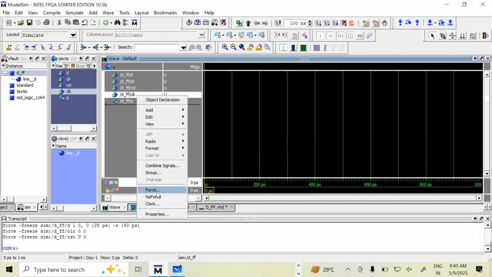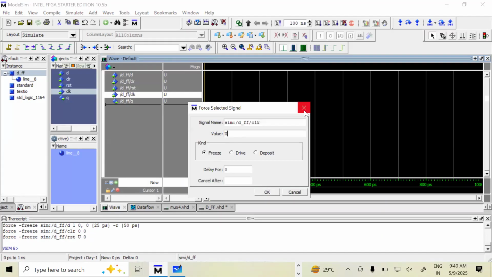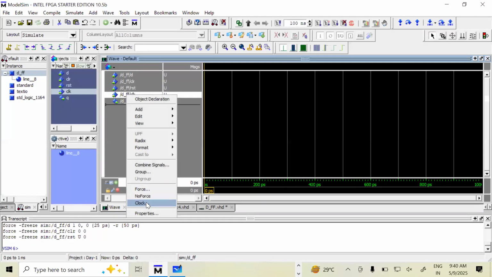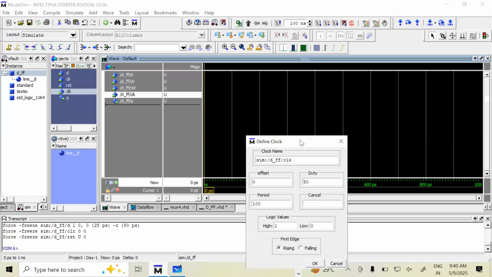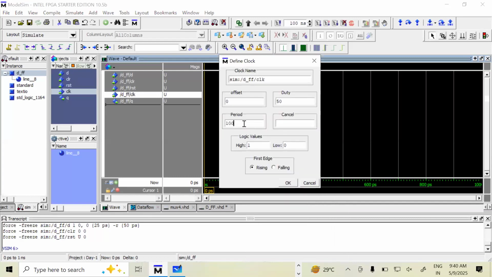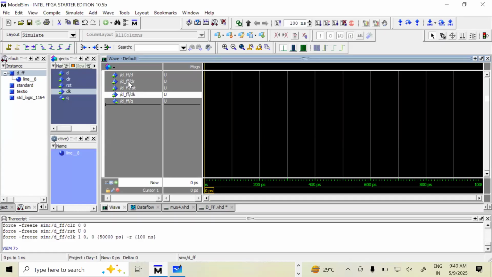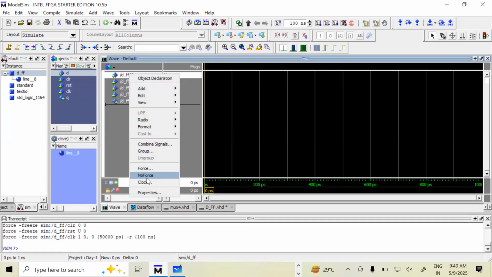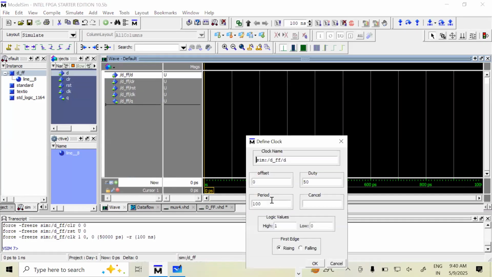Let the clock be, since it is a clock, you have to give the input as a clock type. So 100 PS, it is nanosecond. You can change this nanosecond to T. We have to take it as 16 nanosecond.